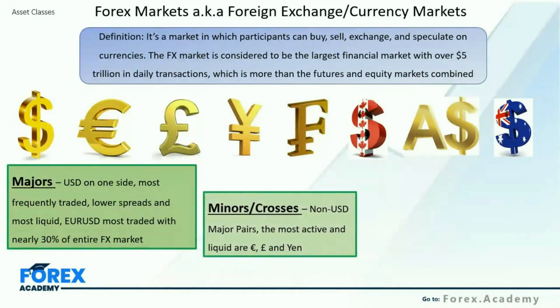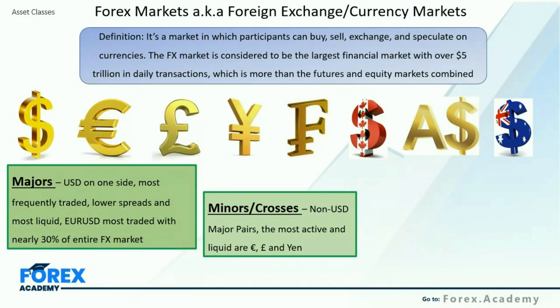Now, in addition to our majors, we also have the minors, or what are also referred to as the crosses. Now, these, to differentiate, are very much non-USD major pairs. So we've alluded to the majors. They would have the pound dollar, the Aussie dollar, the dollar Swiss, the Canadian dollar. So whatever the case may be, those are your majors. But when you're talking about the minors, we're talking about non-US major pairs. And the most active and the most liquid are obviously your currencies like the euro, the pound, and the yen.